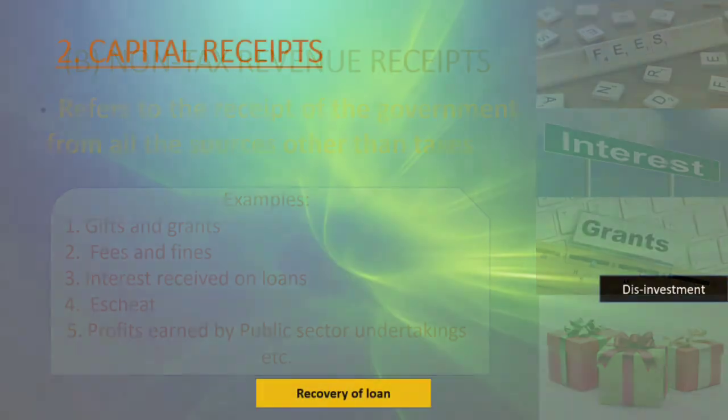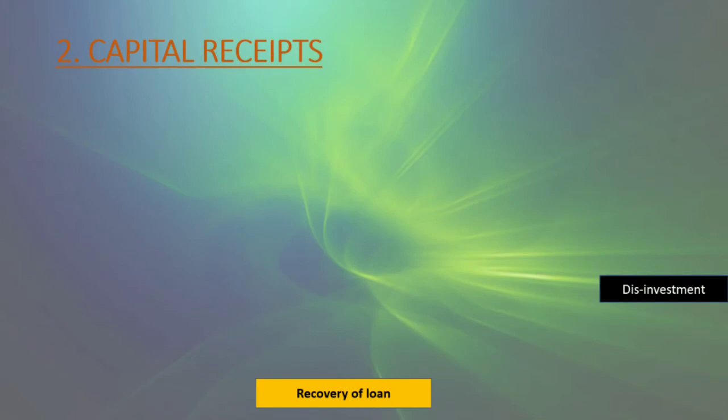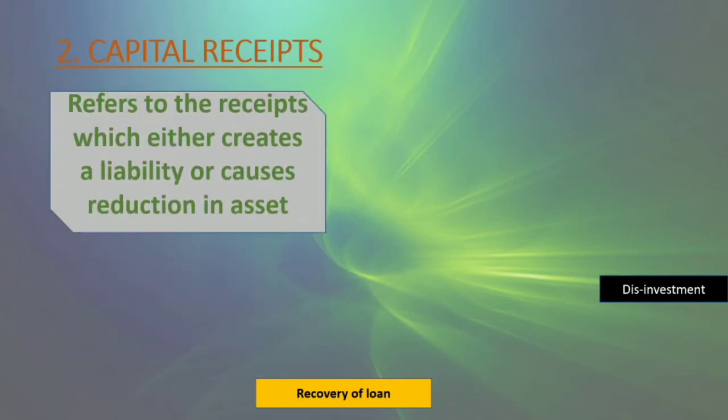So next is capital receipts. Now what are capital receipts? Those which either create a liability or cause a reduction in asset. Till now we have studied revenue receipts, which are those receipts which neither create a liability nor cause a reduction in asset. मतलब उस केस में ना ही एसेट इंक्रीज होता था, ना ही लाइबिलिटी डिक्रीज होती थी, but the government used to get the money, the receipt. But in this case, the government will get the money, receipt, in either of two cases. Either the liability will increase with the receipt or the asset will reduce.